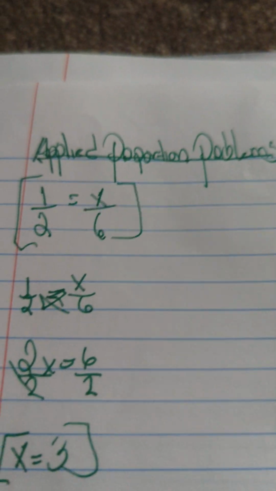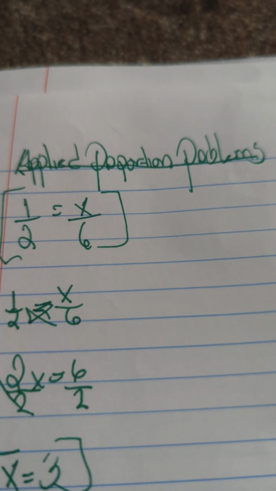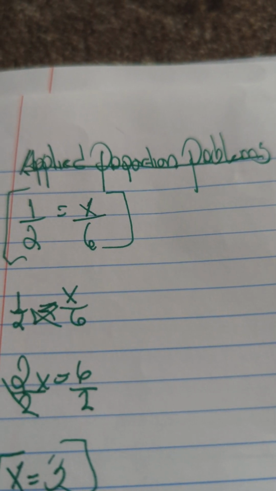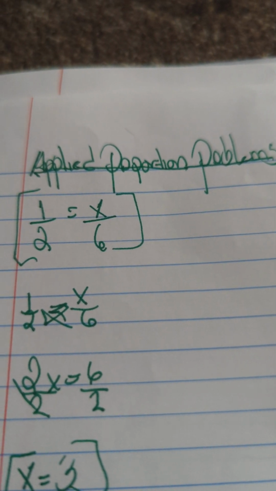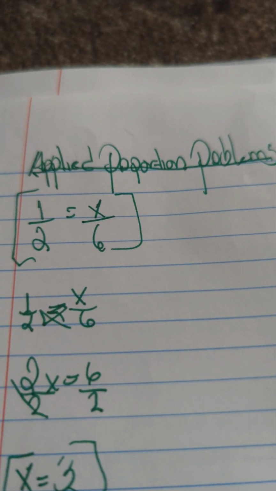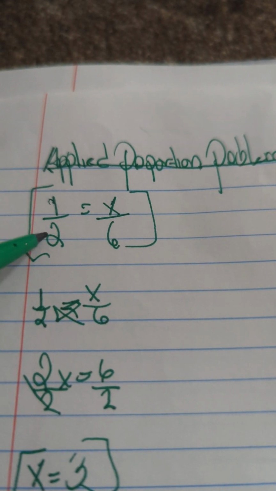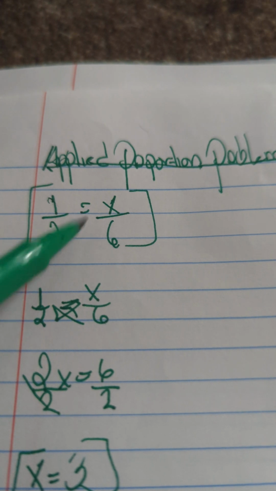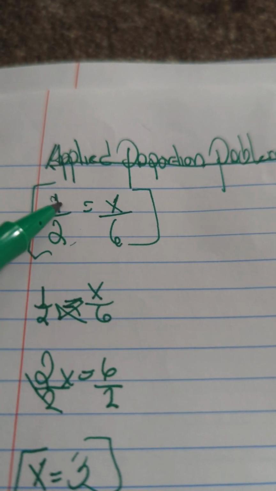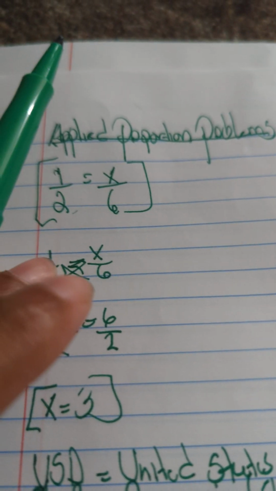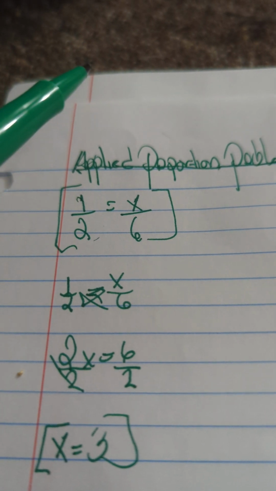So in today's lesson, we're going to talk about applied proportion problems. In a previous video, we had talked about how to solve a pure proportion problem, right? And I had said that if you want to solve a pure proportion problem, we basically have to cross multiply, right? So if we have something like 1/2 = x/6, then we will cross multiply, and this becomes 2x, because 2 times x is 2x and 1 times 6 is 6, right? So this becomes 2x = 6, and divided by 2, x is equal to 3, right?